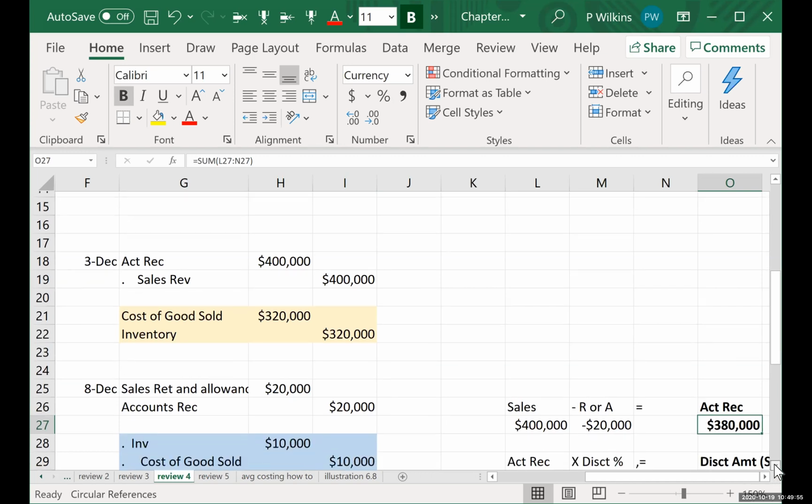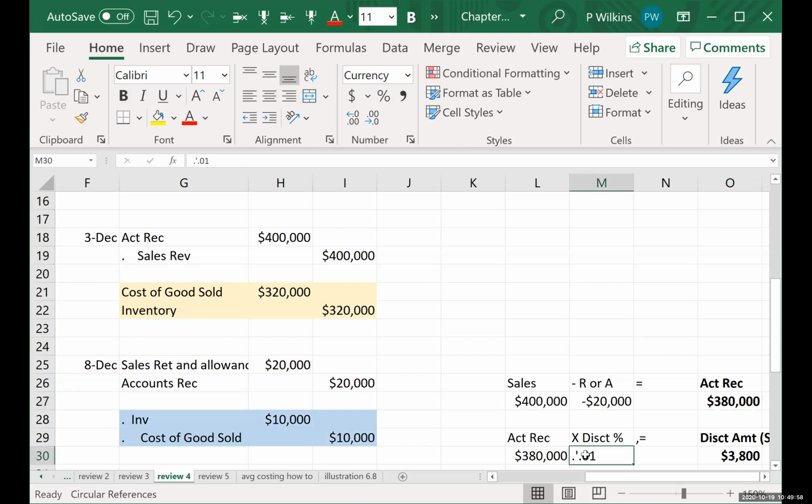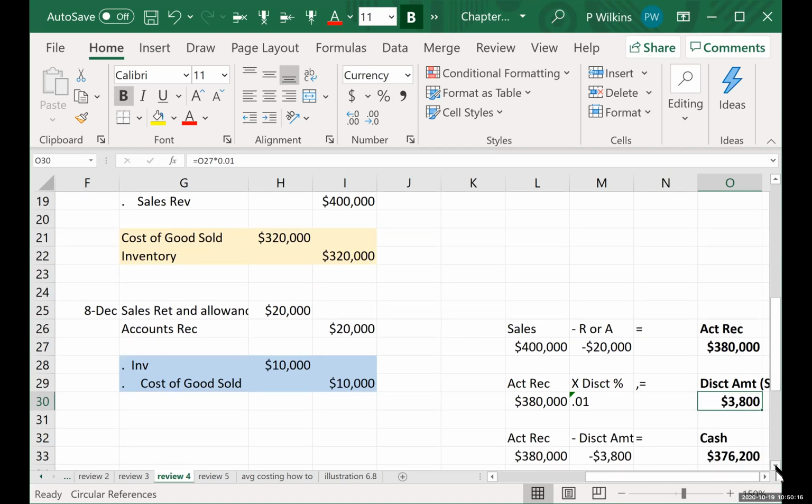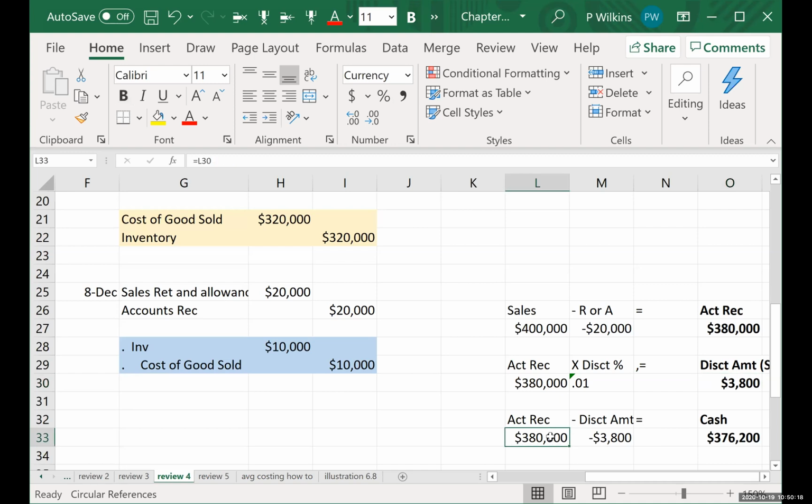We're then going to take the $380,000 and multiply it by the discount amount, which is 0.01 or 1%. That gives us a discount dollar amount of $3,800. Then we take the accounts receivable number minus the discount dollar amount of $3,800, and that gives us our cash amount of $376,200. Set that aside for just 1 second.